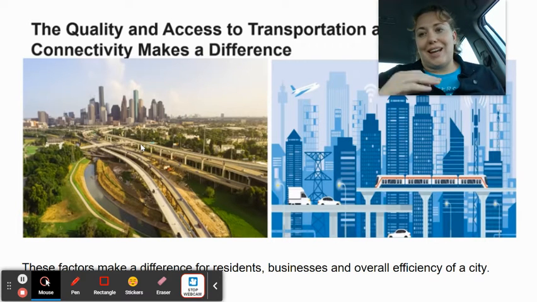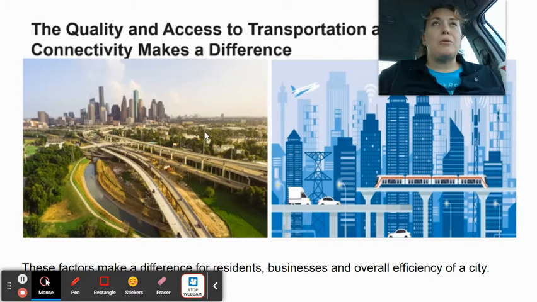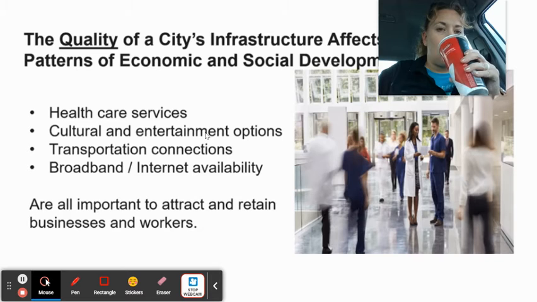Unfortunately, there is still a major disconnect between people of lower income and lower socioeconomic status and access to this public transportation that could make a huge difference for them.